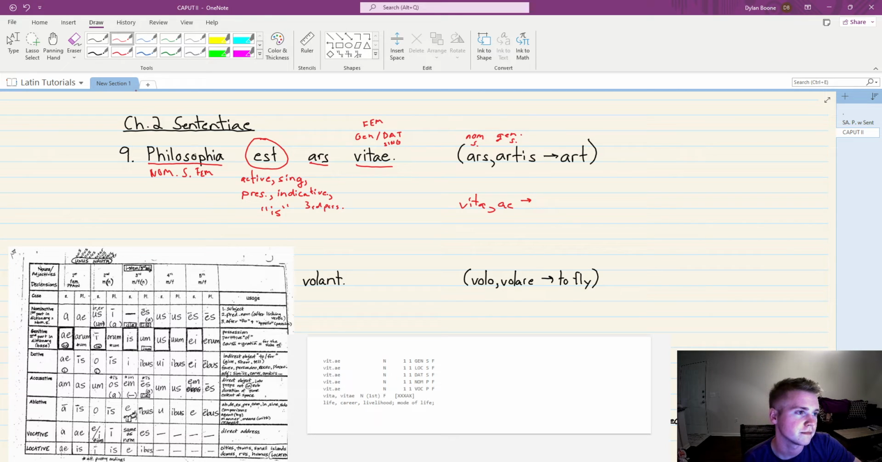Very similar. Same declension as vitae. And finally, we have ars artis. We can see that ars is our nominative singular form. So we already know that this is nominative singular as well. The gender doesn't really matter, although I believe it's feminine. Okay. So we have philosophia est. So if we're going to start out this translation, we know our subject is philosophy.